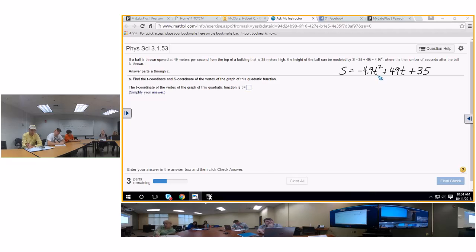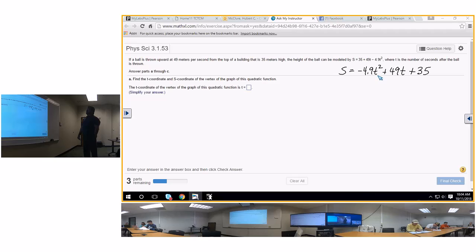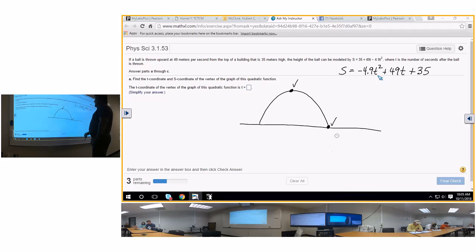Now, if you did want to do it by hand, you can, but this is another question that is pretty much a calculator question. It's a trajectory, so that means it's going something like that. You've got where it starts, you've got the vertex, which is the highest point, and then you've got where it hits the ground, that's your x-intercept. So it's probably going to ask you this one, and it's going to ask you that one.